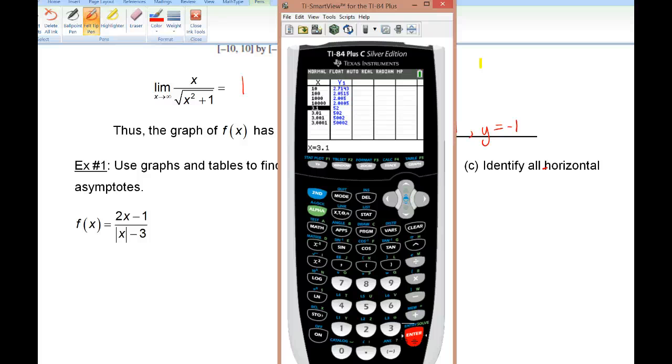So what numbers am I plugging in if I'm approaching infinity? Well, I started off with 10, then I plugged in 100, 1,000, 10,000. My numbers are getting closer and closer to 2. Then what happens if I approach negative infinity? I'm just going to type in negative 10, negative 100, negative 1,000, whatever. And it approaches negative 2.